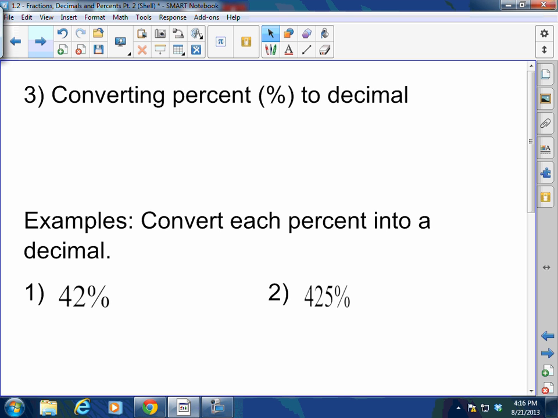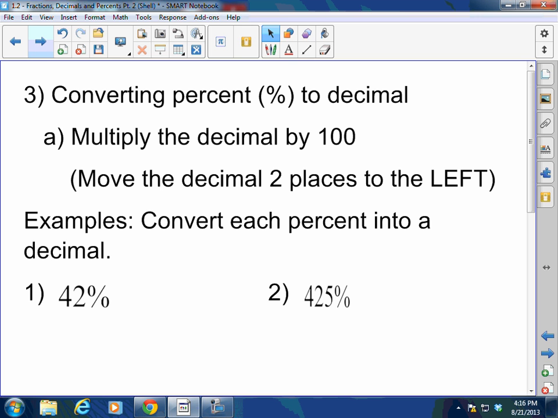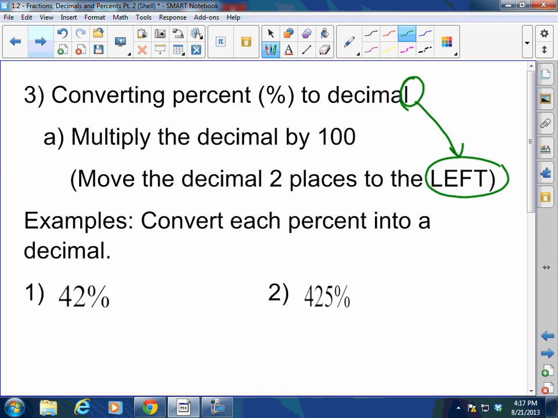Converting percents to decimals. Multiply the decimal by 100 and you will get a percent. But a lot of times people don't want to multiply. They want an easier way. So think about this. Move the decimal 2 places to the left. Why to the left? How can I remember that? Well, if I'm going from percent to decimal, L for left. That L represents go to the left.